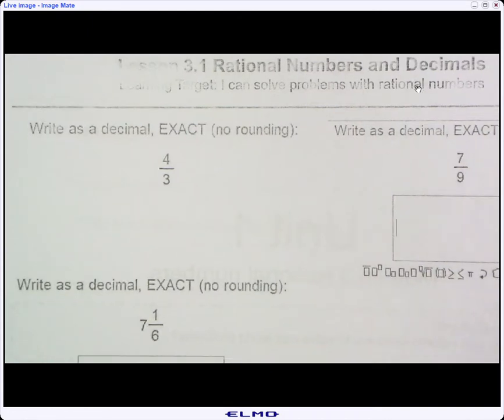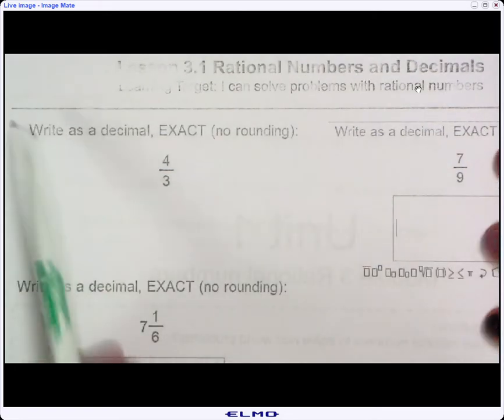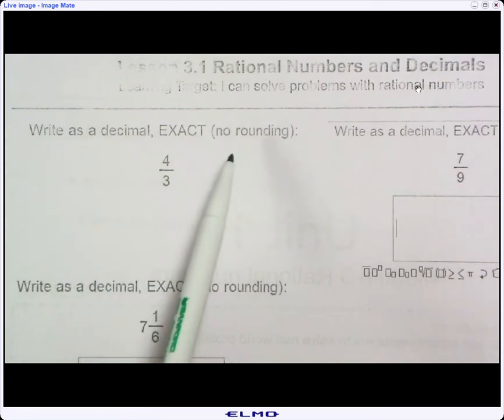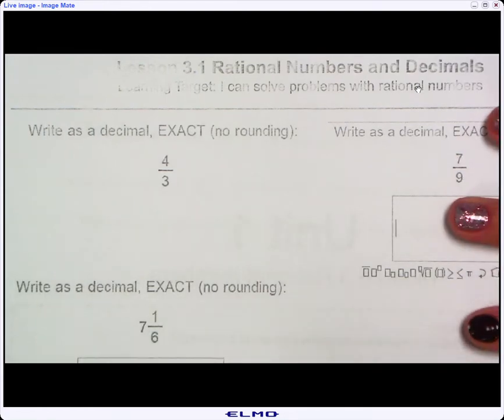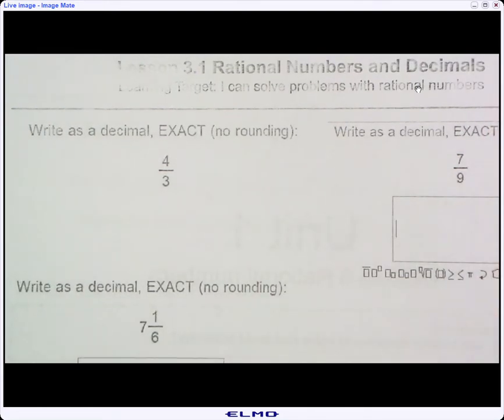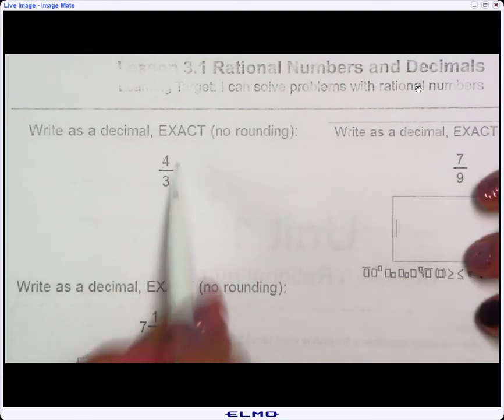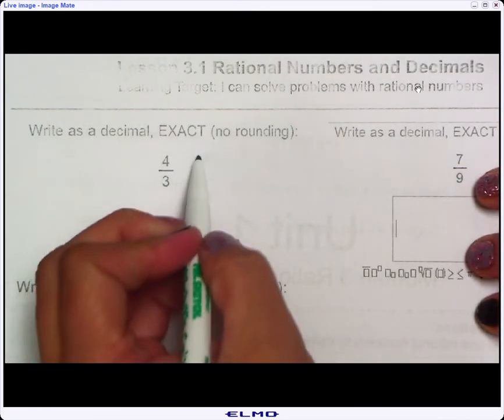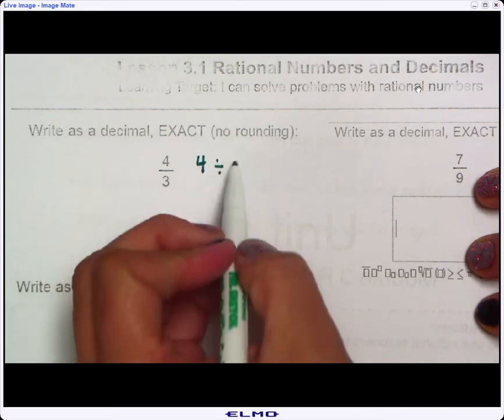Today we're going to talk about rational numbers and decimals, and essentially we're just going to be changing fractions to decimals in this set of notes. And so this first example, write as a decimal, exact, no rounding, meaning that there's going to be that repeating bar over top of our answer when we're all done. So I've got two options to find my answer. First, I can remember that this line means divide and just do 4 divided by 3.